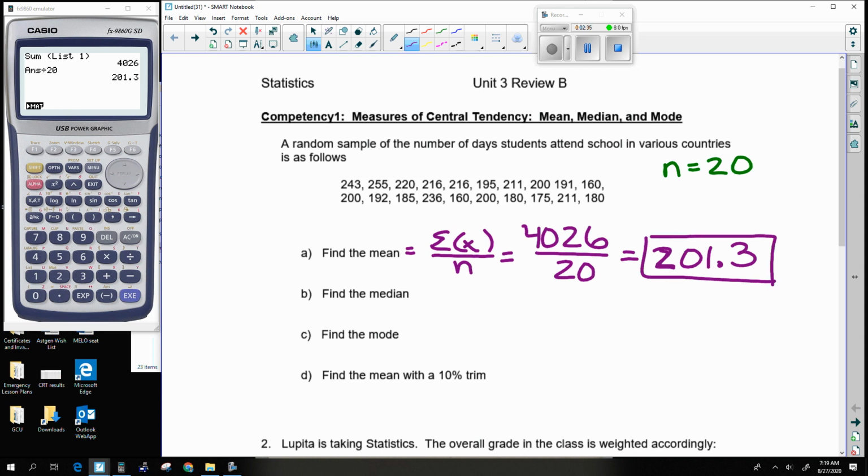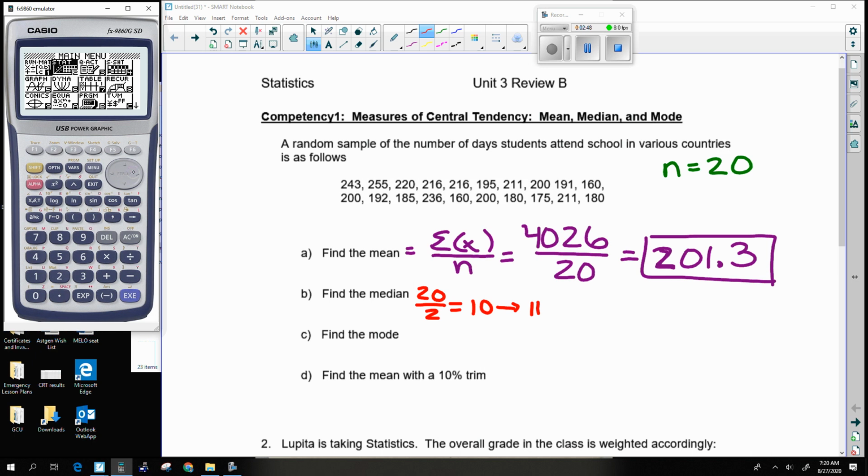The median is the middle number. So if there are 20 numbers in this list, that implies that it's going to be in between the 10th and the 11th number. Now, when I look at my calculator, it wouldn't make any sense to look at the 10th and the 11th number right now, because the numbers aren't in order.